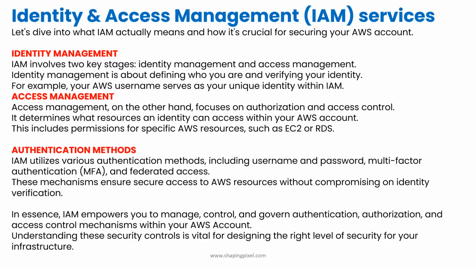These include permissions for specific AWS resources such as EC2 or RDS. IAM utilizes various authentication methods, including username and password, multi-factor authentication, and federated access. These mechanisms ensure secure access to AWS resources without compromising on identity verification. In essence, IAM empowers you to manage, control, and govern authentication, authorization, and access control mechanisms within your AWS account. Understanding these security controls is vital for designing the right level of security for your infrastructure.